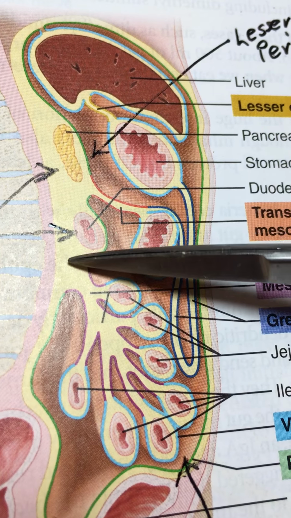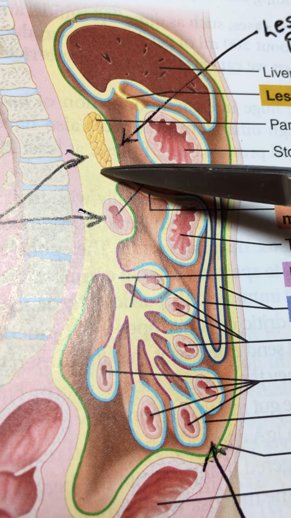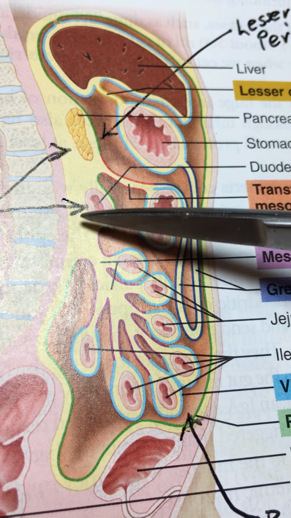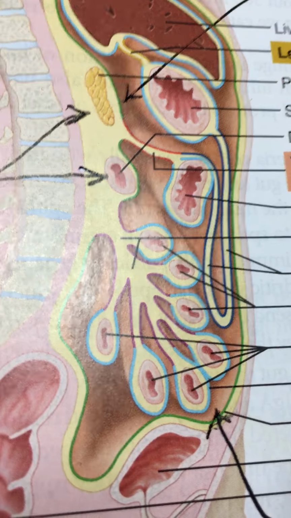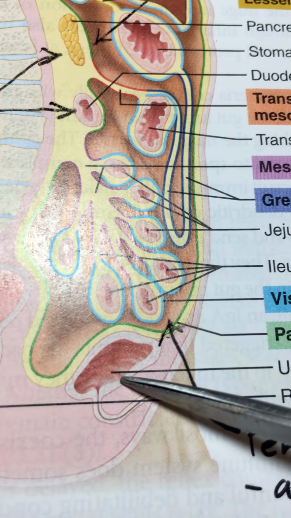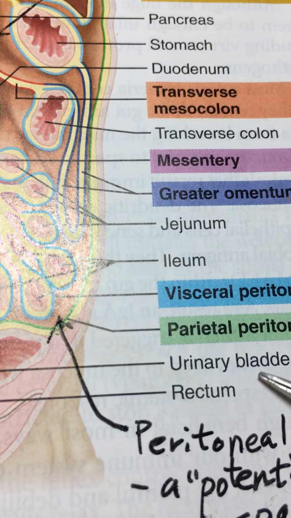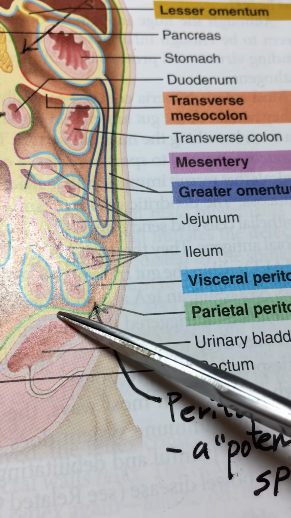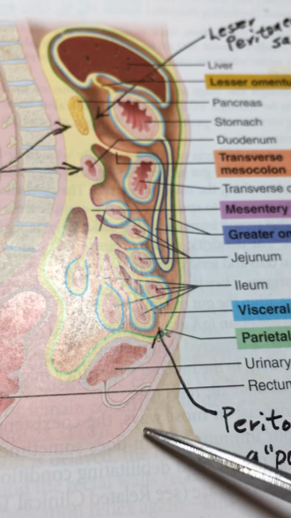Some of the other things that are back here would be the aorta and the inferior vena cava, along with the kidneys are back here. A sub-peritoneal position would be the urinary bladder. So the urinary bladder is actually below this level.